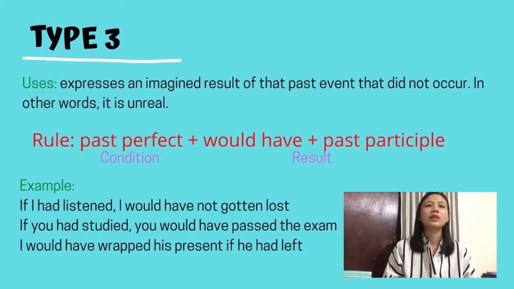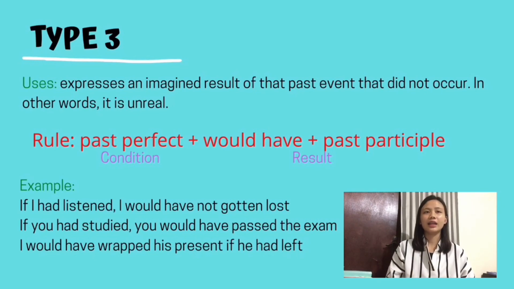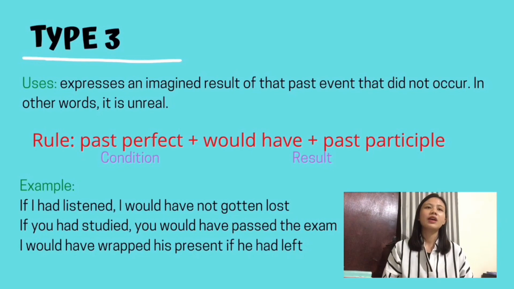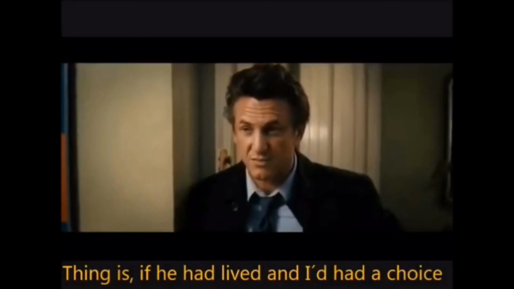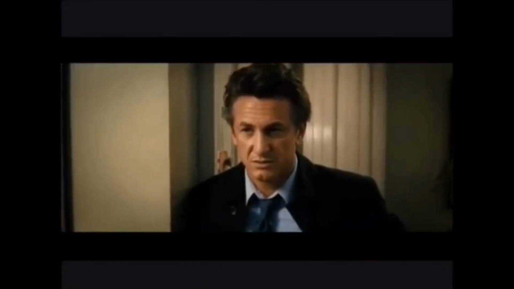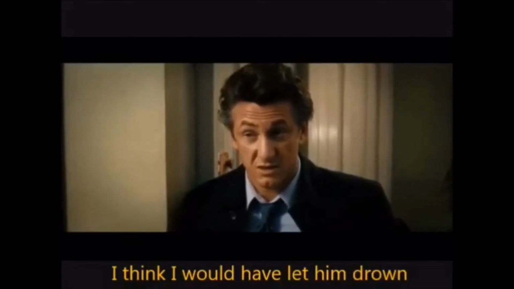The dependent clause of the third conditional begins with if and uses the past perfect tense. The independent clause of the third conditional uses would have plus the past participle of a verb. For example, if I had listened, I would not have gotten lost. If you had studied, you would have passed the exam. I would have wrapped his present if he had left. Third conditional sentences refer to the past. If he had lived, and I had a choice, I think I wouldn't let him drown.